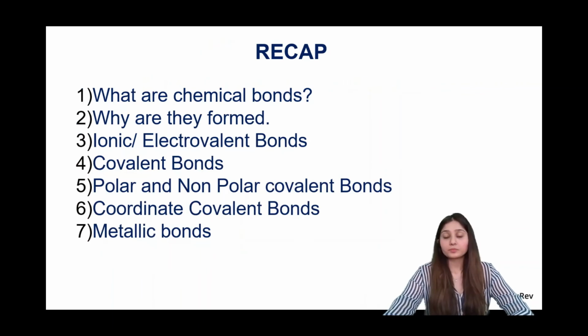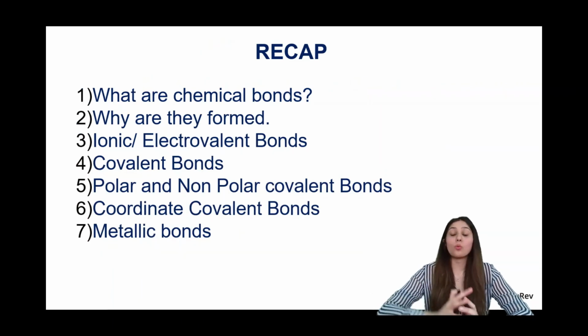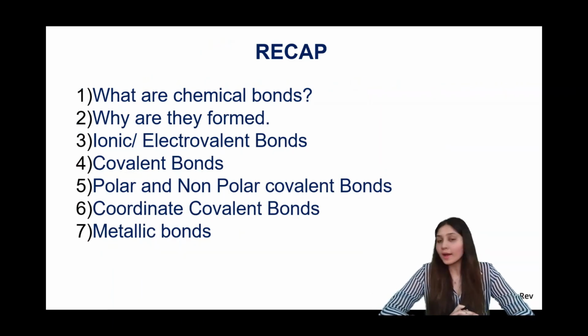So now, as a part of this video, we have discussed what are chemical bonds, why are they even formed, what is ionic bond, what is a covalent bond. In covalent bond, we have discussed the polar and non-polar covalent bonds. We have discussed what are coordinate bonds and the metallic bonds, right?